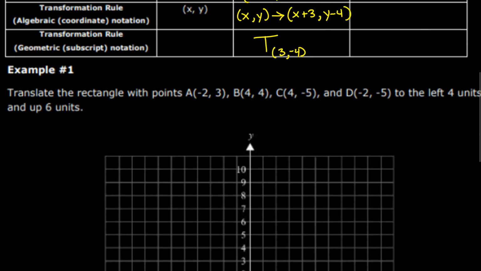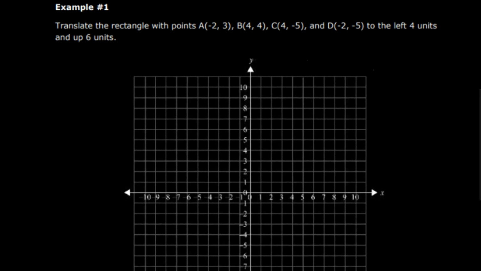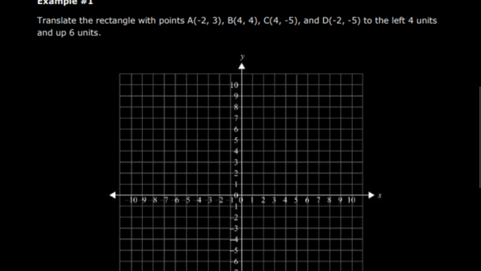Now, what I want you to do, and I think that you can do this on your own, is you need to graph these 4 points, making sure you put A, B, C, and D on the points, and then translate 4 to the left and, my gosh, 6 up.